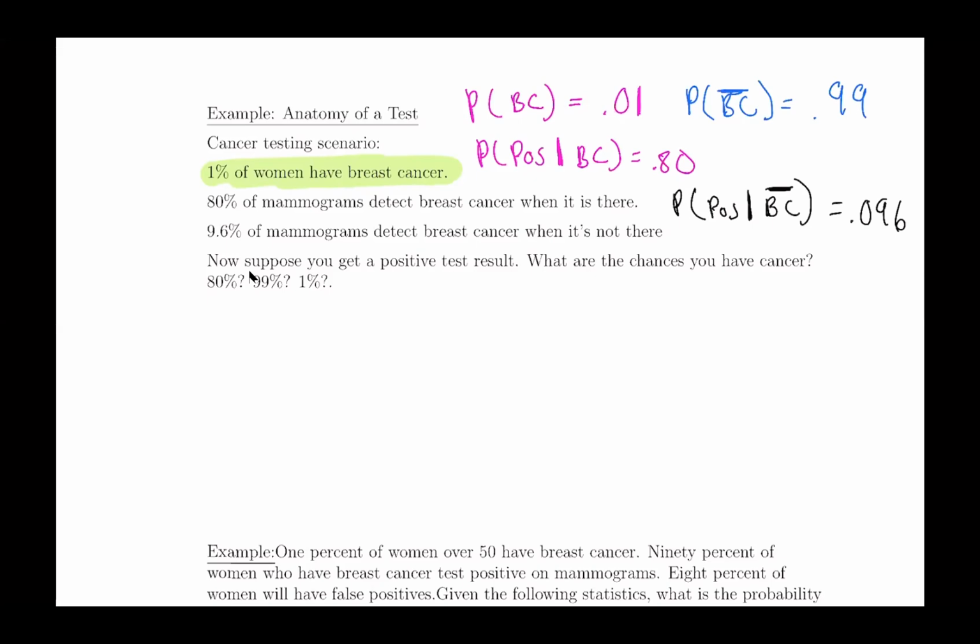Okay, so let's go ahead and do the question. It said, now suppose you get a positive test result. So that's the given. We know we got a positive test result. So if we got a positive test result, what are the chances you have cancer? We want to know the chances you have breast cancer, so we'll put BC here. Any question where you have BC given positive?